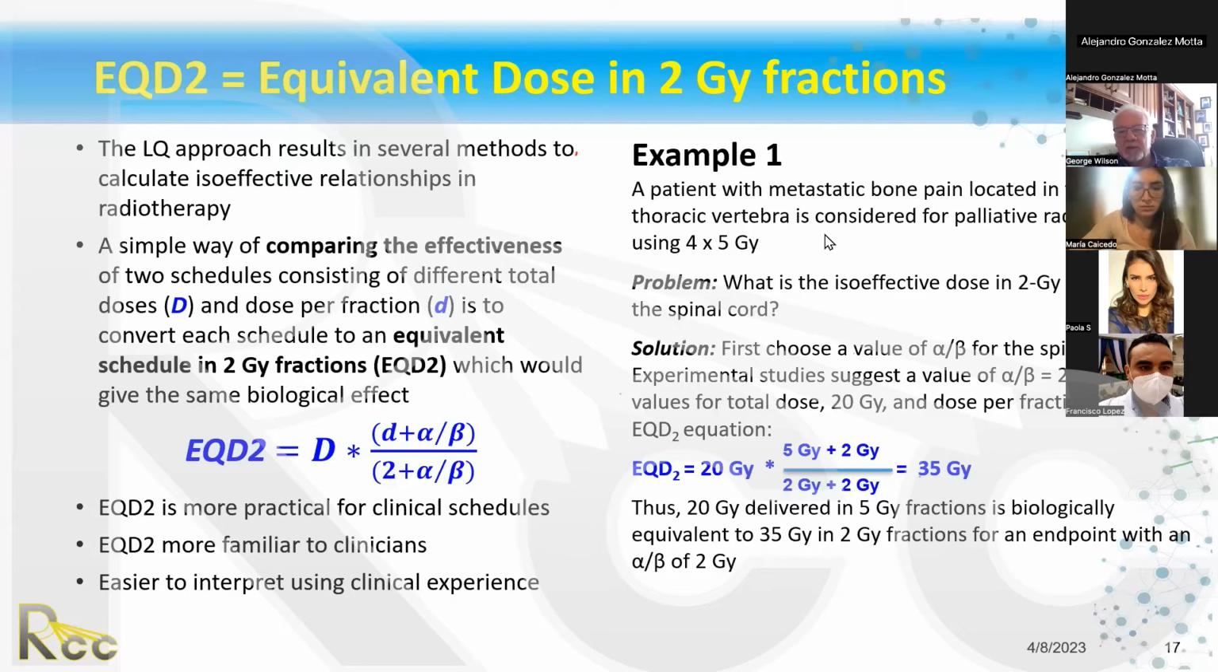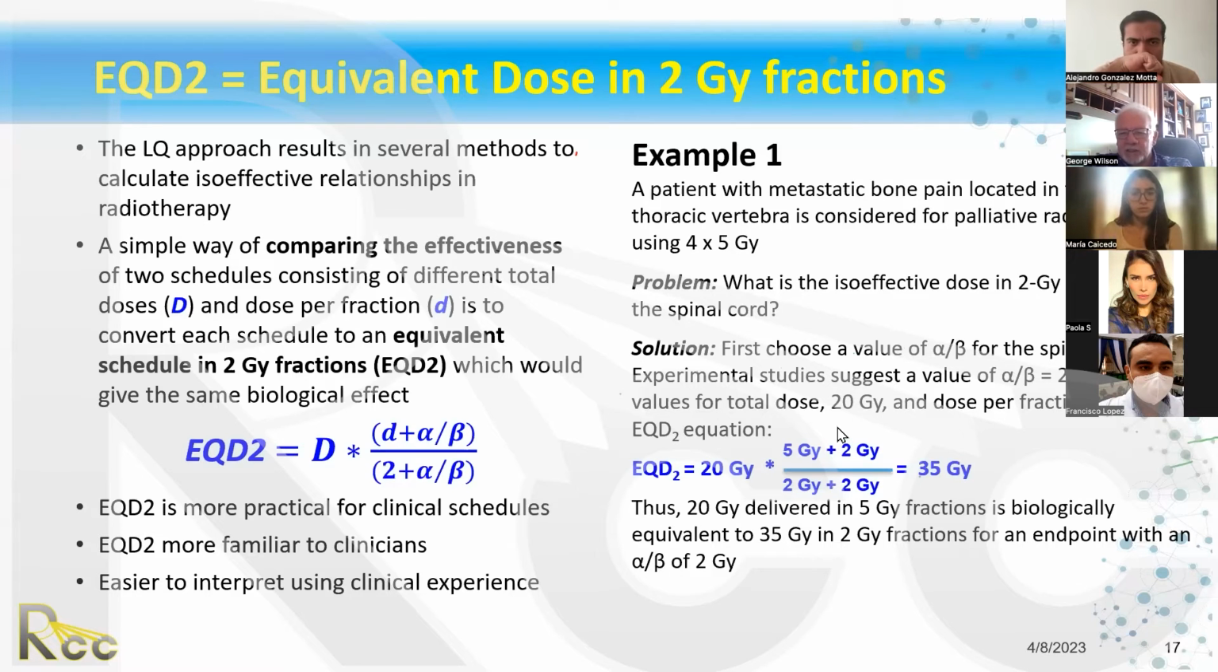This is just an example of it, and it's a good example. We've got a patient with metastatic bone pain, and that patient is being considered for palliative radiotherapy. We're actually going to give 4 times 5 gray. Really, what we want to know is what is this 4 times 5 gray as an isoeffective dose in 2 gray per fractions for the spinal cord, because we're worried about the tolerance of the spinal cord. First, you have to choose the alpha beta. There's a lot of data suggesting that the alpha beta ratio for spinal cord is 2 gray.